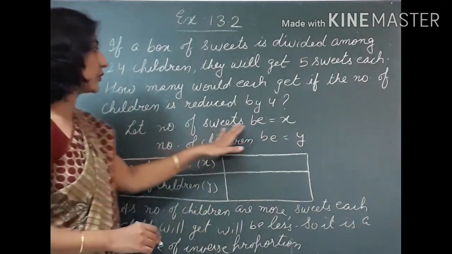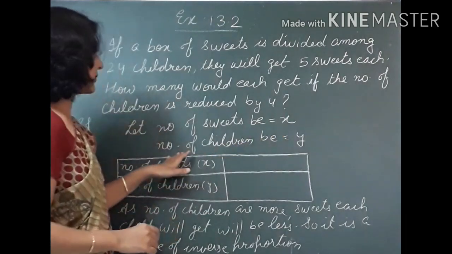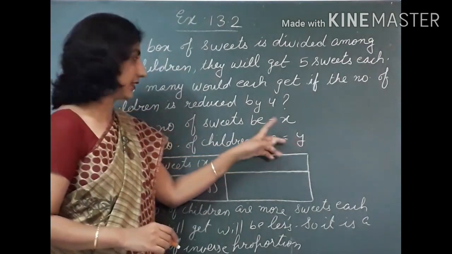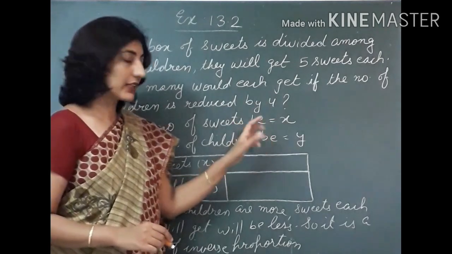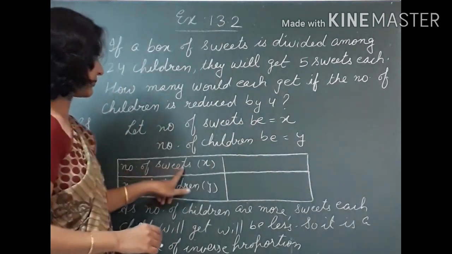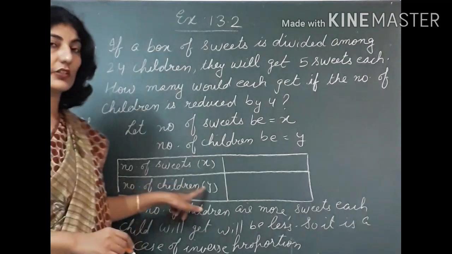So let the number of sweets I have assumed as x and the number of children I have assumed as y. These are two quantities. You have to make a table after this where you will write number of sweets x and number of children y.